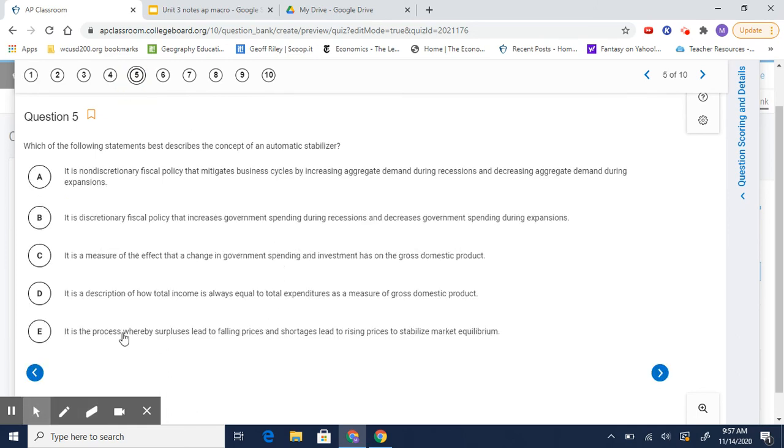Number 5, which of the following statements best describes the concept of an automatic stabilizer? So this is again 3.9 practice, and the correct answer would be A. It is non-discretionary fiscal policy that mitigates, meaning moderates, business cycles. It increases aggregate demand during recessions, because that's like unemployment benefits, welfare, food stamps. People have more money, and they're going to spend a little bit more during a recession because they get unemployment benefits. And it decreases aggregate demand during expansions. Why? Because tax revenues go up. People are paying more in taxes.